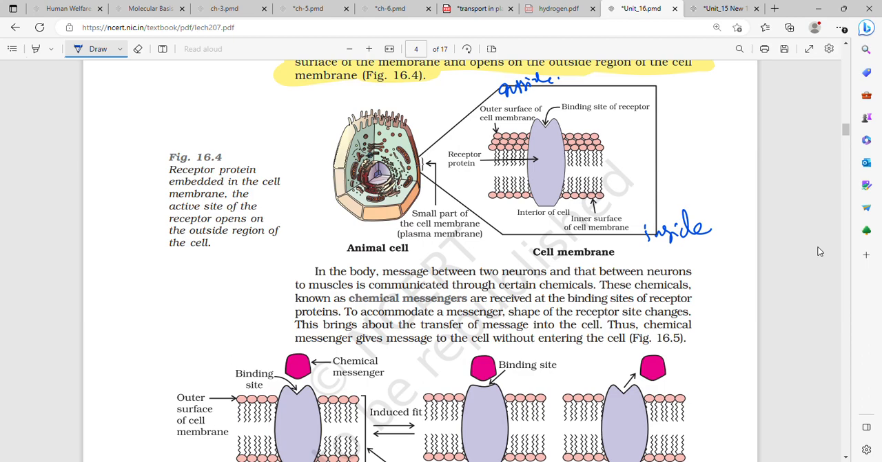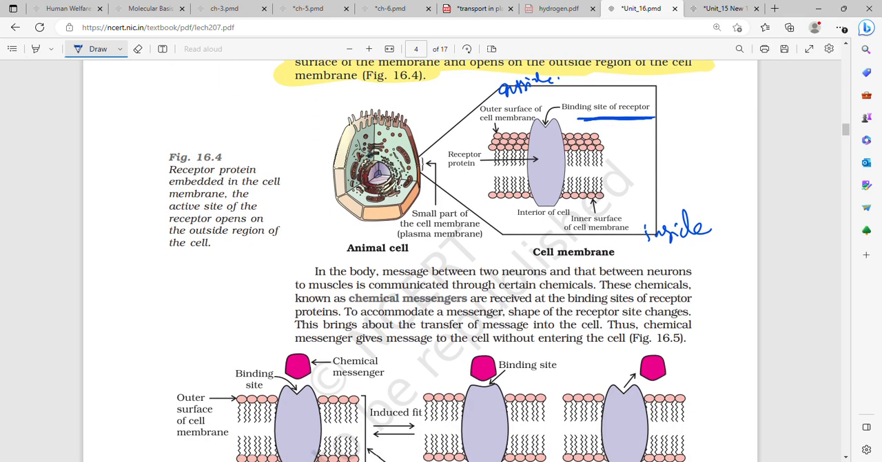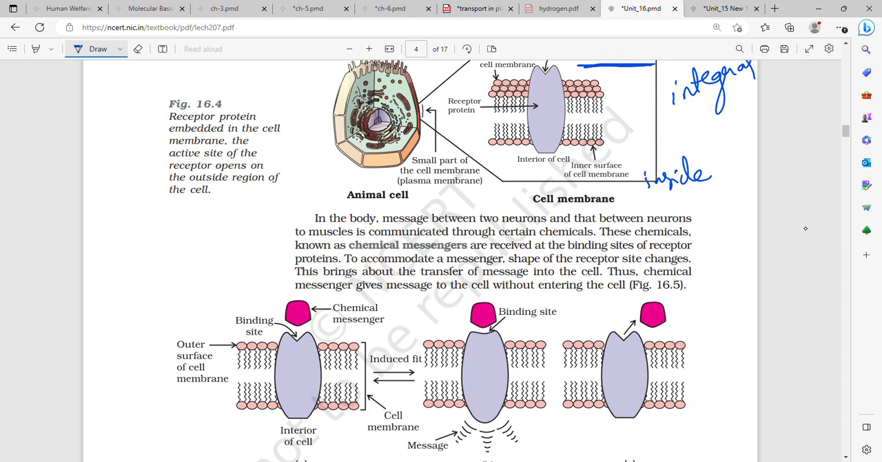The receptor protein is embedded in the lipid bilayer in such a way that the binding site of the receptor protein projects out of the surface of the membrane and opens on the outside region of the membrane. So this is the outside region of the cell membrane, and this is the inside or interior region. The receptor protein is embedded completely, that is, an integral protein inside the lipid bilayer, and this is the binding site of the receptor, which is protruding out of the cell membrane. That is the active site.